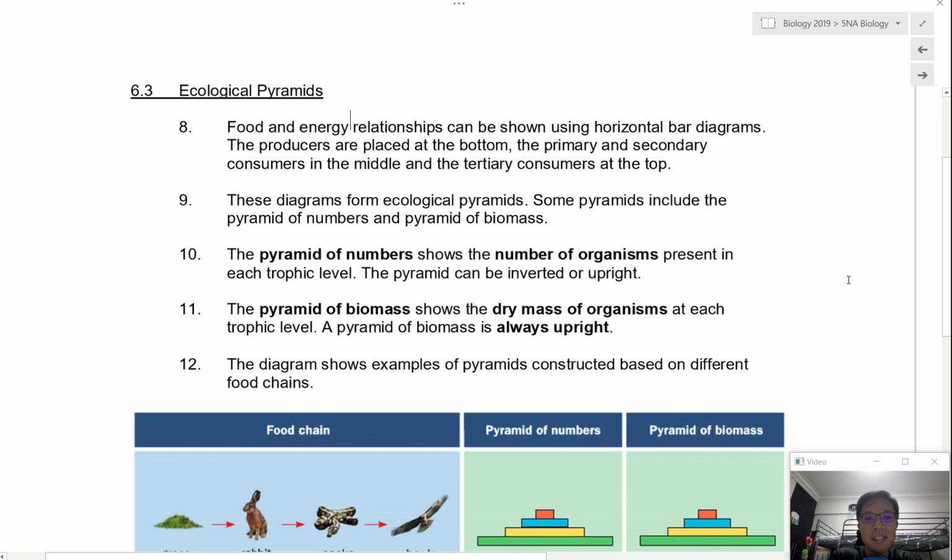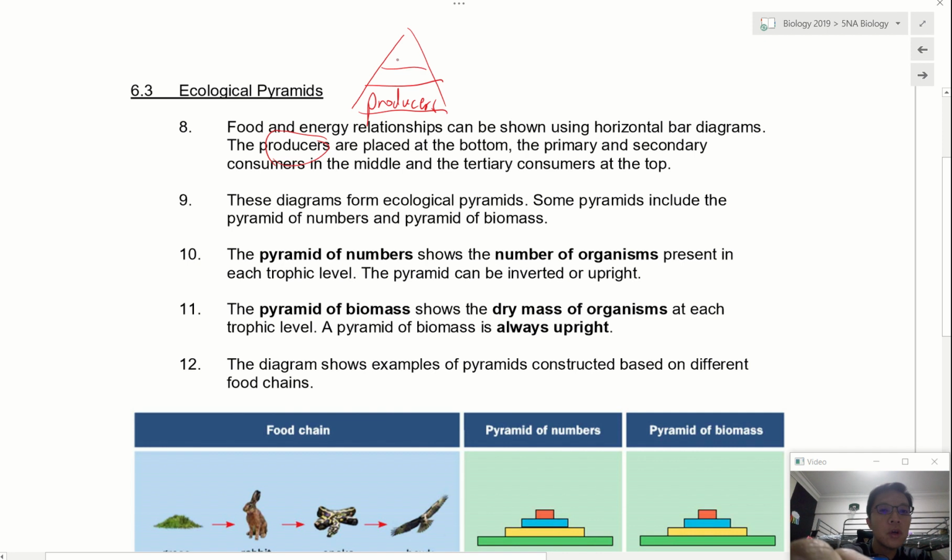Hi everyone. In this section, we are going to talk a little bit about ecological pyramids. The pyramids are just a way to represent relationships in a food chain. In any pyramid, there's always a base. The base is always the producer. So the producers are always at the bottom of the pyramid.